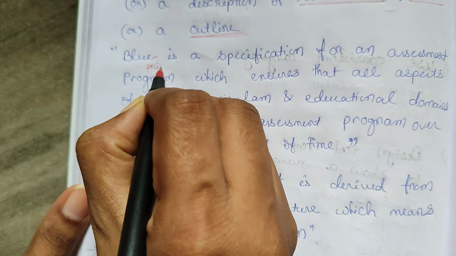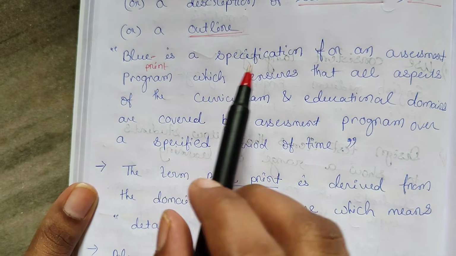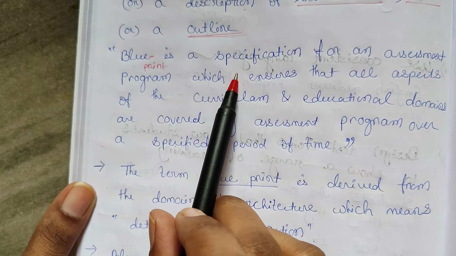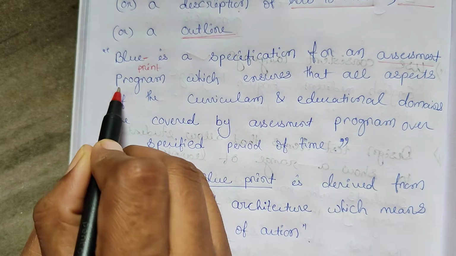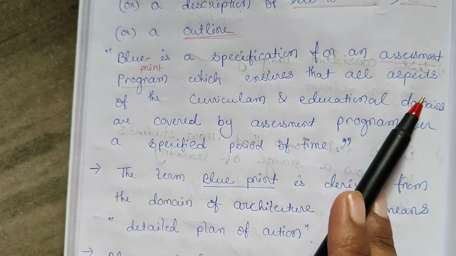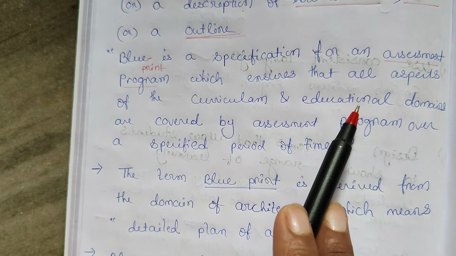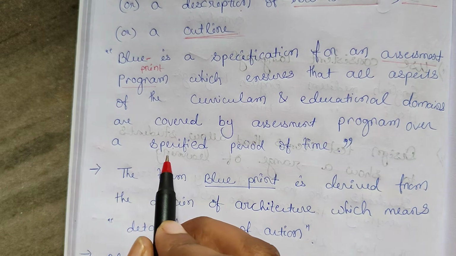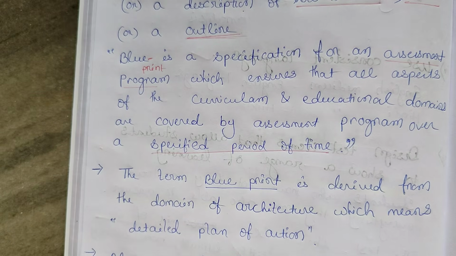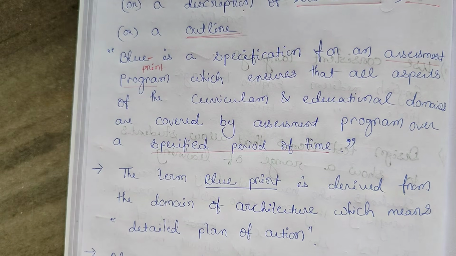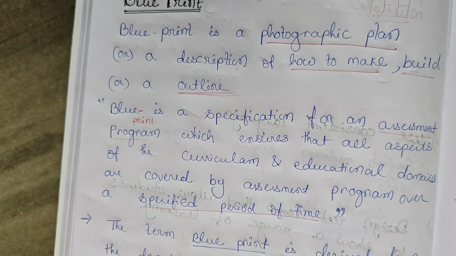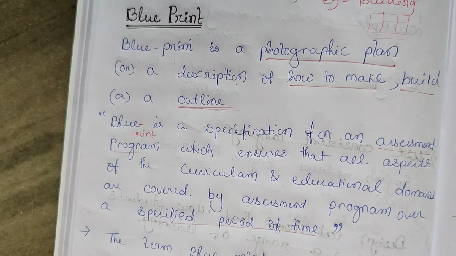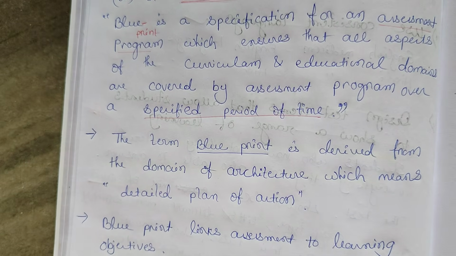Blueprint is a specification for an assessment program which ensures that all aspects of the curriculum and educational domains are covered by the assessment program over a specified period of time. See friends, this blueprint you study according to school, according to students. You are doing B.Ed, Bachelor of Education. So this blueprint is for our education.